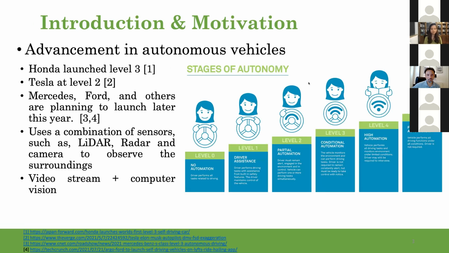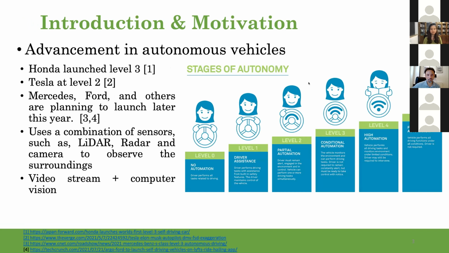Recent advancements in technology, both hardware and software, led to advancement in fully autonomous vehicles, taking them closer to level 5 with each passing day. Honda Motor recently announced a level 3 driving vehicle. Tesla is at level 2, and Mercedes, Ford, and others are planning to launch later this year.